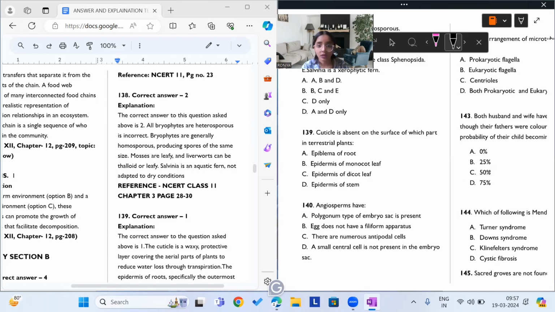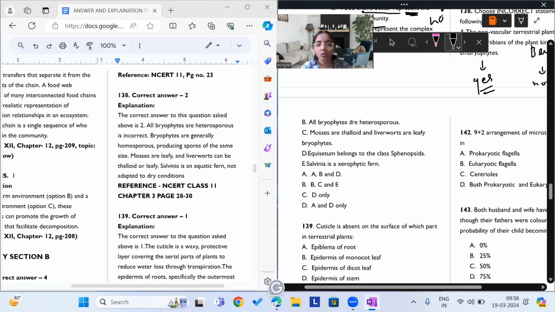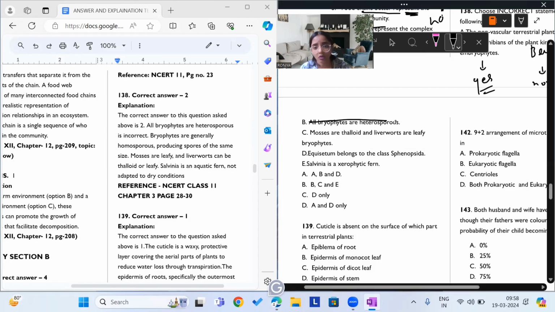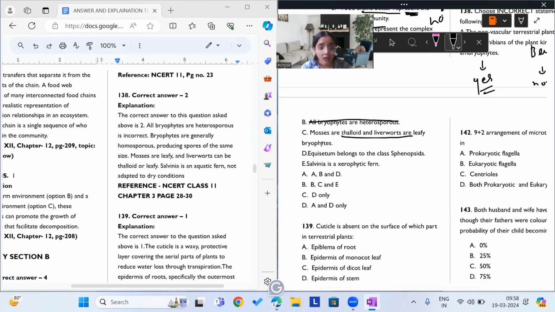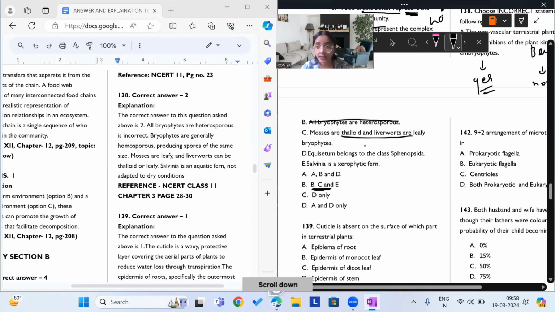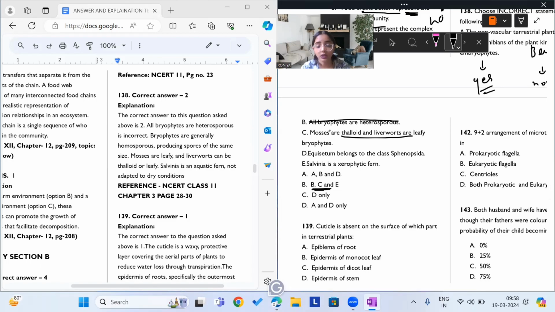What are the other statements saying? Says all bryophytes are heterosporous. Even if you do not know, this definitely is incorrect. All bryophytes are not heterosporous. It's a wrong statement. Mosses are thalloid, liverworts are leafy is also a wrong statement. Okay, I forgot what it is asking. Yeah, choose the incorrect one. So option A is correct, as I told you, and B is incorrect: all bryophytes are heterosporous. Now, mosses are thalloid, liverworts are leafy. This is incorrect because mosses are leafy and liverworts are thalloid.